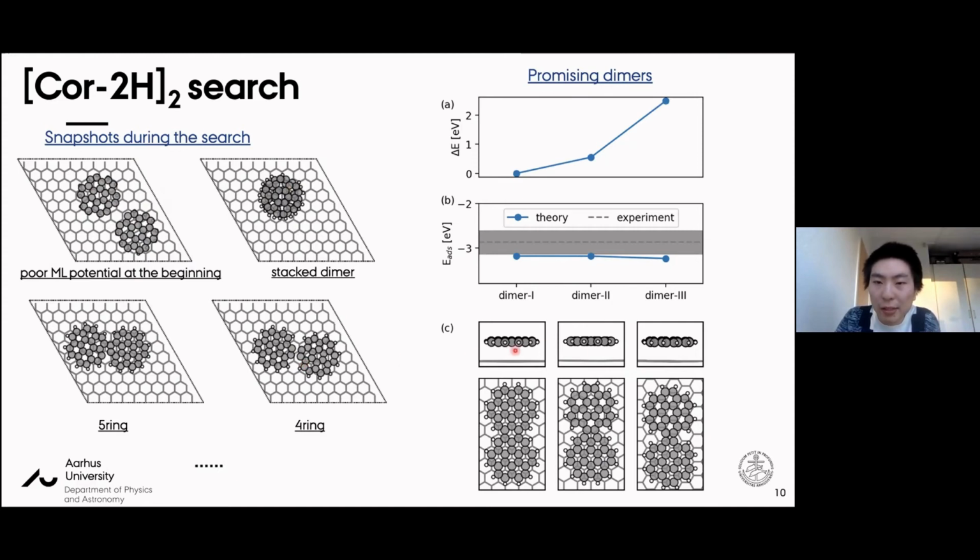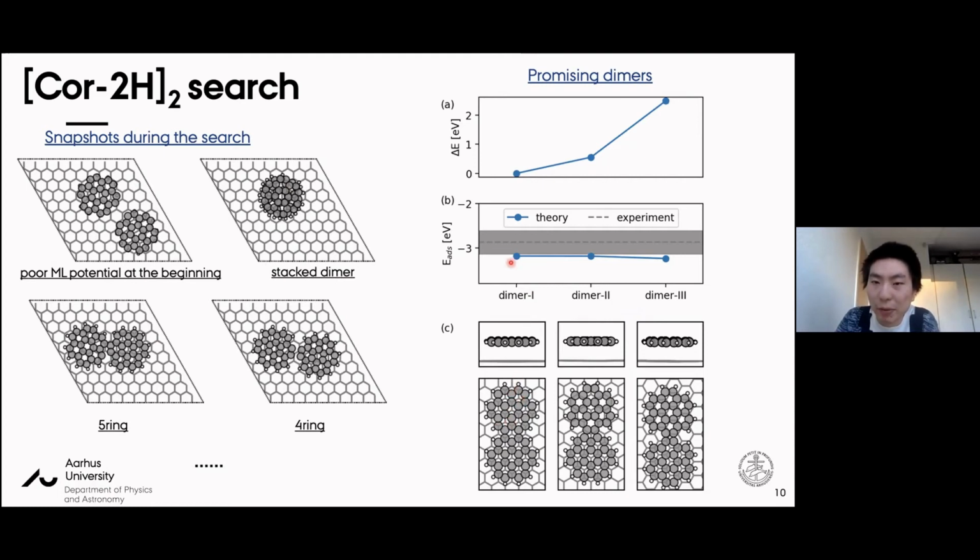And these three structures are the most promising dimers found by our method, and they are then sent to DFT local relaxation to get more accurate binding energies for these three systems. So our method is capable of locating both the more stable dimer structure and also is seated in the right adsorption sites. So it's a hollow site, similar to AB stacking in graphite.